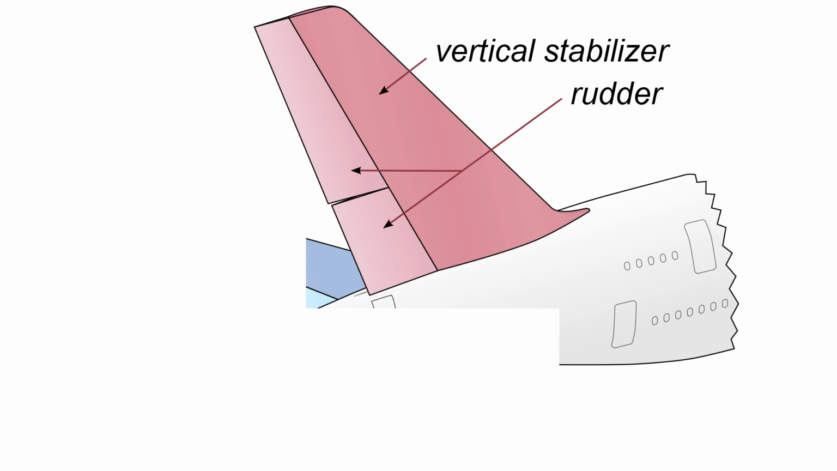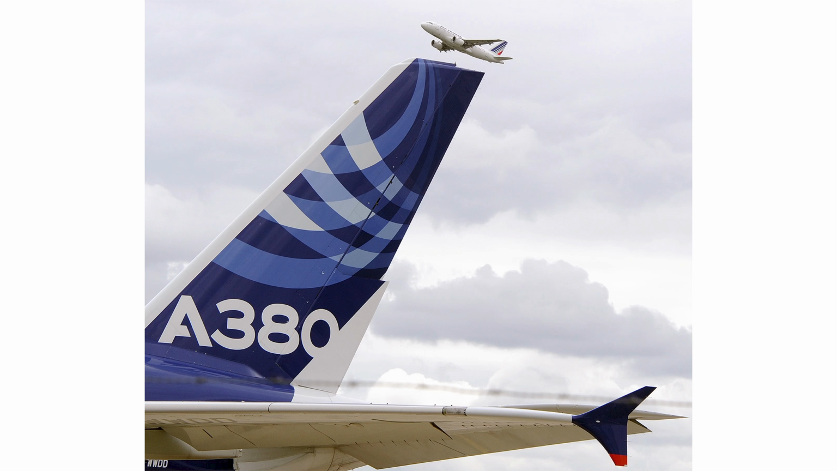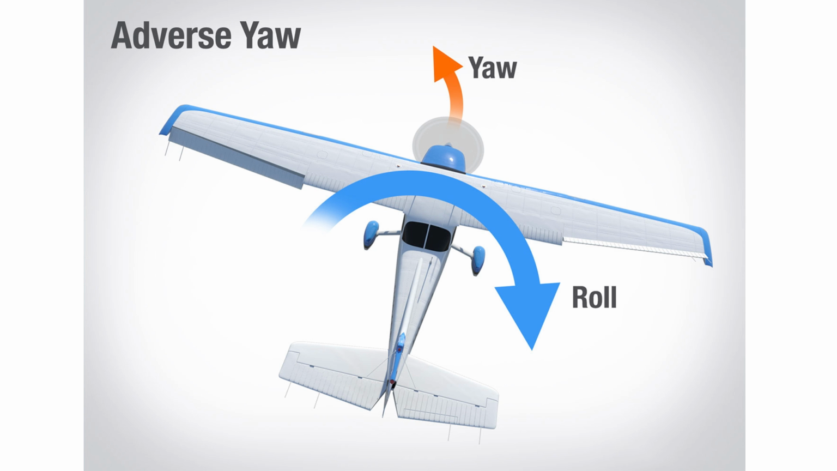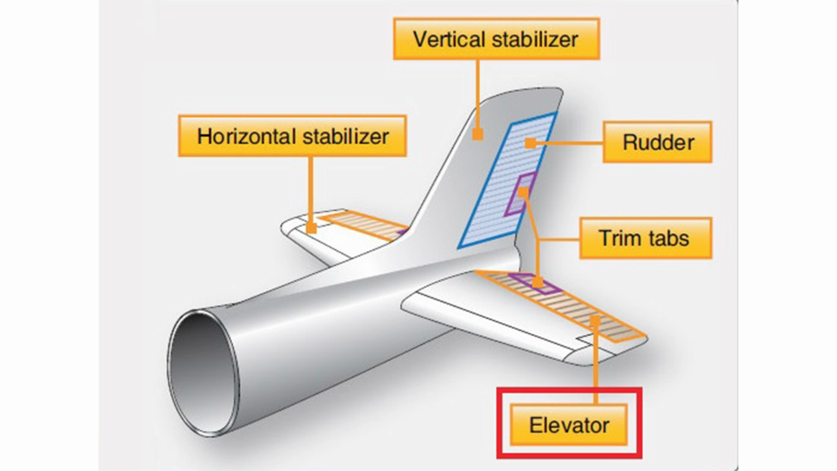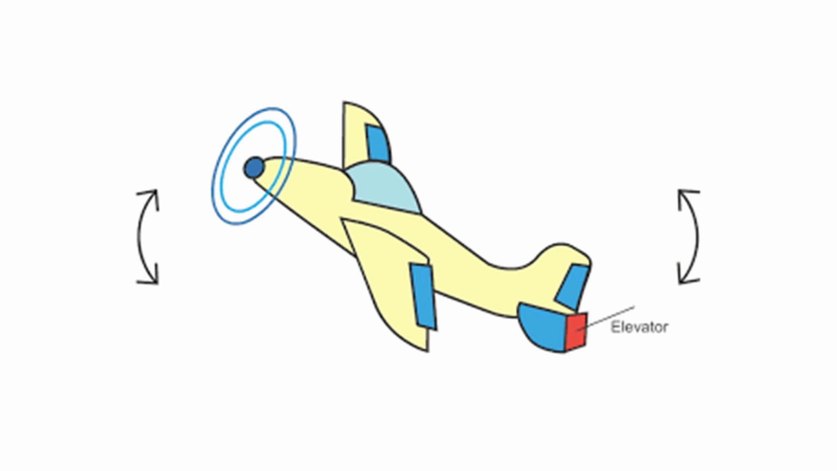Rudder. Located on the vertical stabilizer, the rudder controls yaw, which is the side-to-side movement of the nose. This helps align the airplane during turns or crosswind landings. Elevators. Located on the horizontal stabilizer, elevators control pitch, allowing the nose to tilt up or down for climbing or descending.